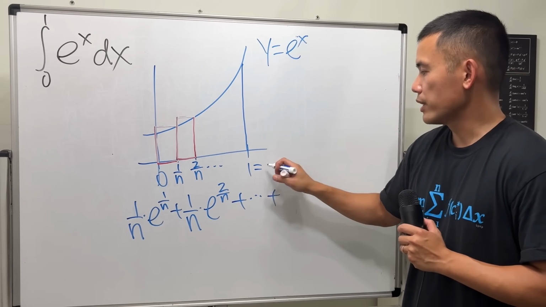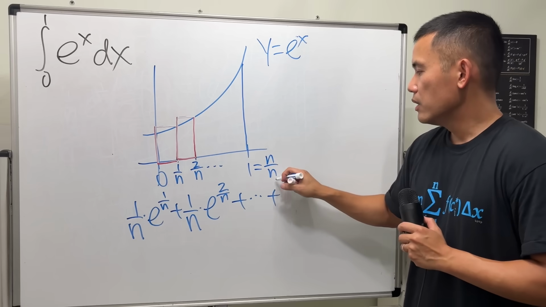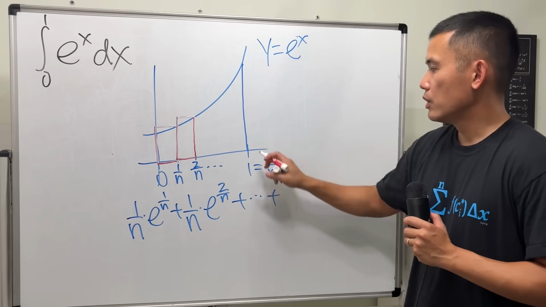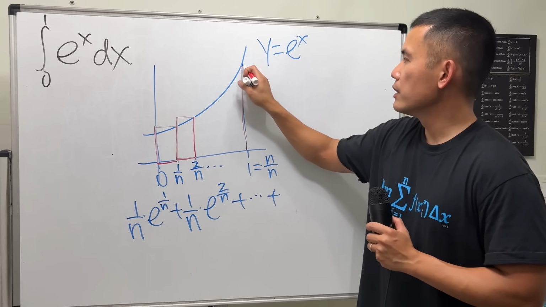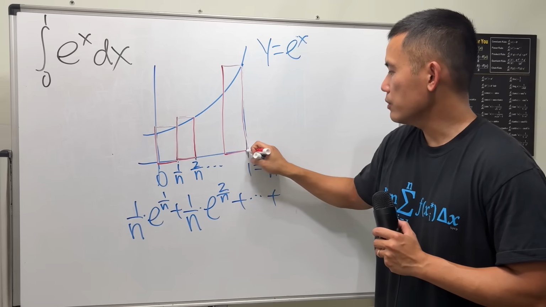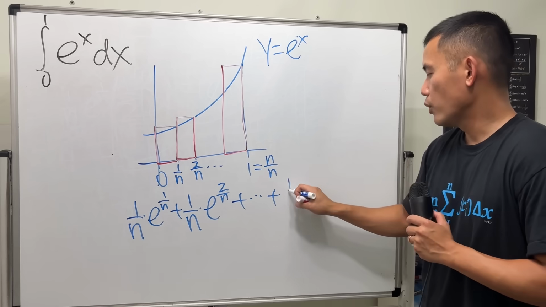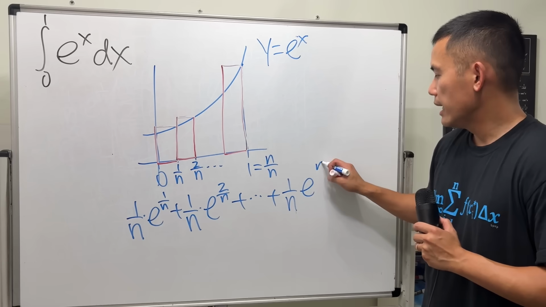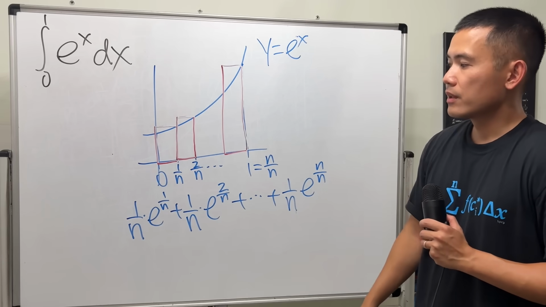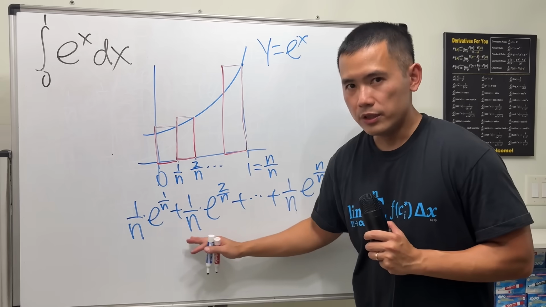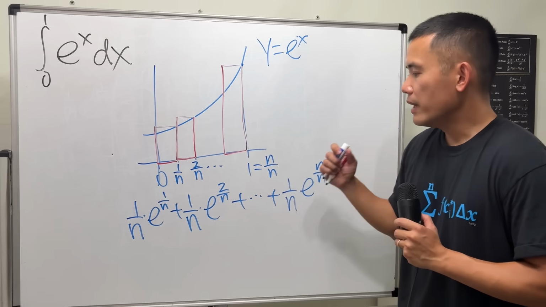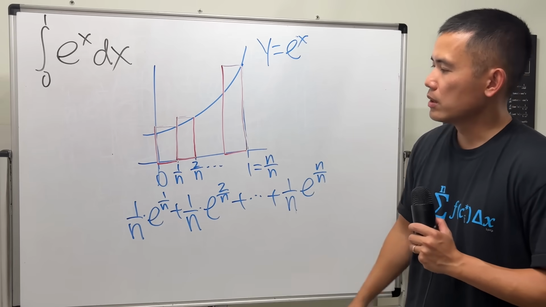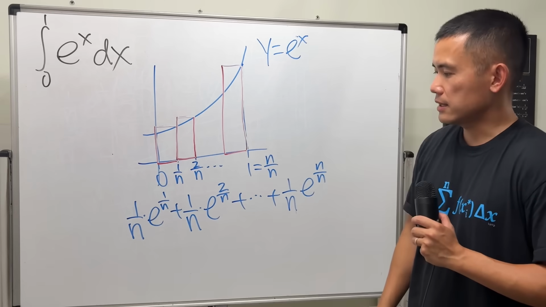And perhaps we'll also write down the last one. 1 is the same as n over n. Go up, hit the curve, and then draw a rectangle like so. Base is still 1 over n, and the height is e to the n over n. So this right here represents the sum of n equal-width rectangles under e to the x.